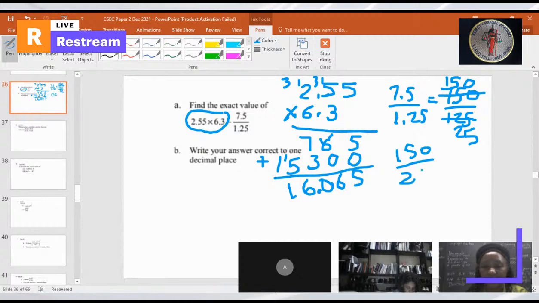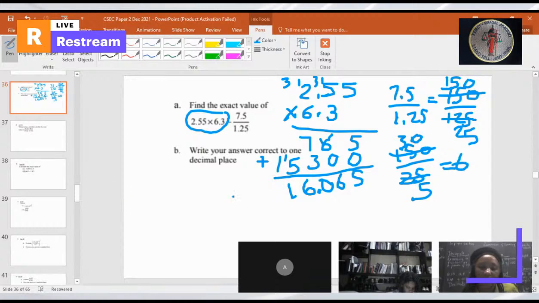We can still cancel it down. So 5 into 25 goes 5 times, Miss. And 5 into 15 goes 3 times, Miss. And 5 into 0 goes 0 times, Miss. So we have 30 over 5. Miss, 30 over 5. 5 into 30 is 6, Miss.